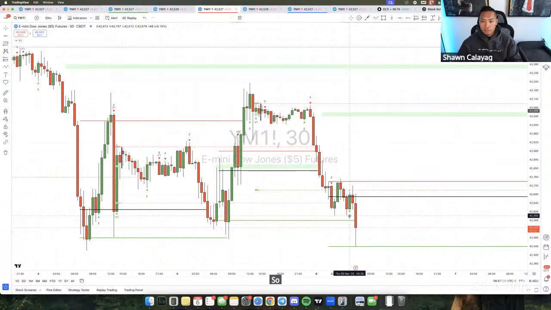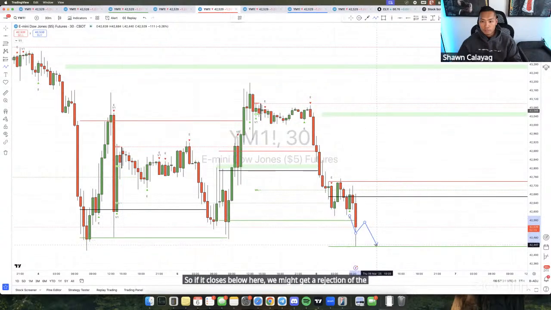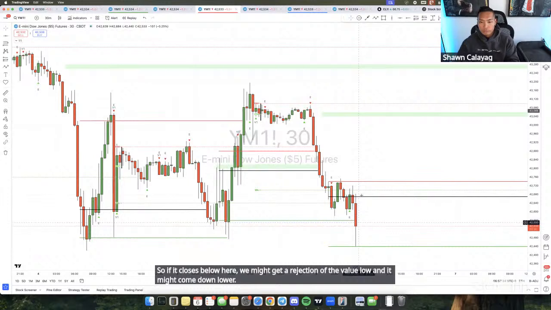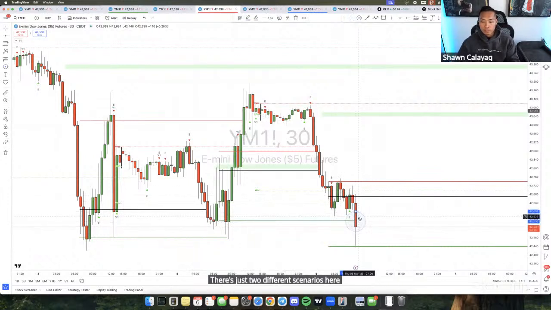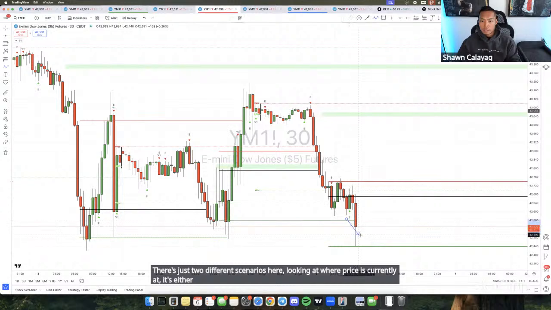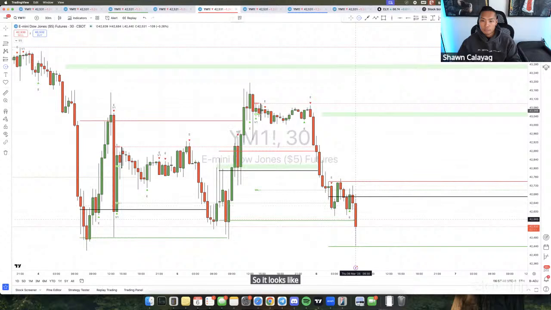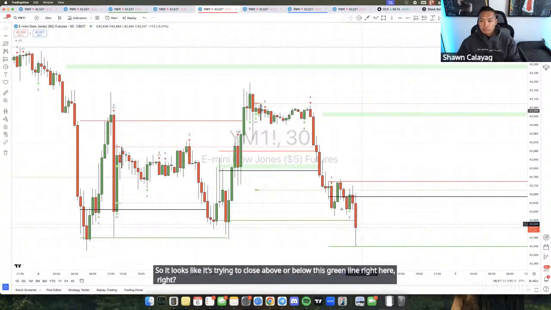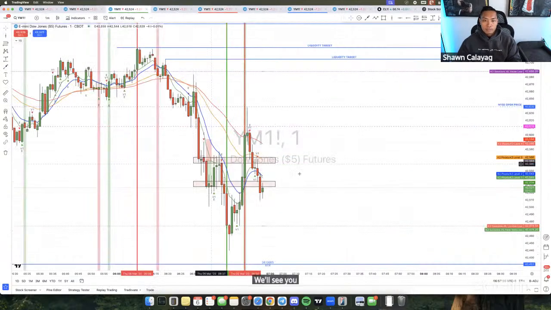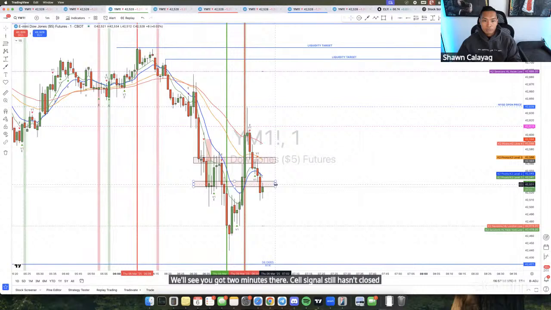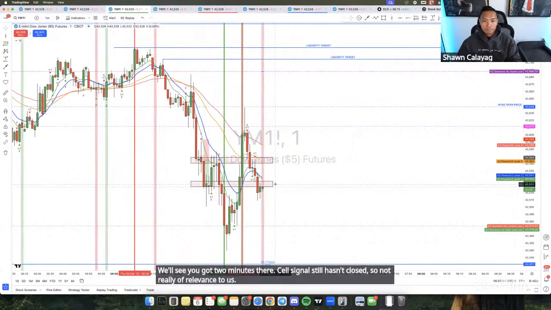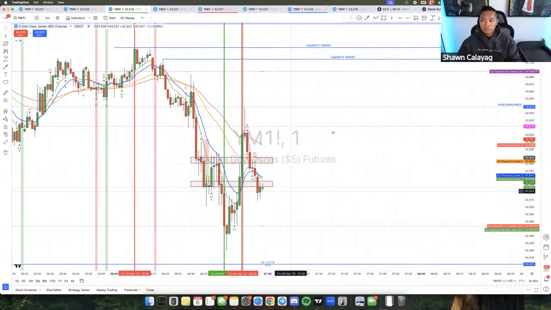So if it closes below here, we might get a rejection of the value low and it might come down lower. There's just two different scenarios here. Looking at where price is currently at, it's either going to come below, break and retest from there, or if that doesn't happen, then it's probably going to be above, break and retest and come back up. So it looks like it's trying to close above or below this green line right here, right? We'll see. We got 2 minutes there. Sell signal still hasn't closed, so not really of relevance to us. We got another sell signal here currently pending.